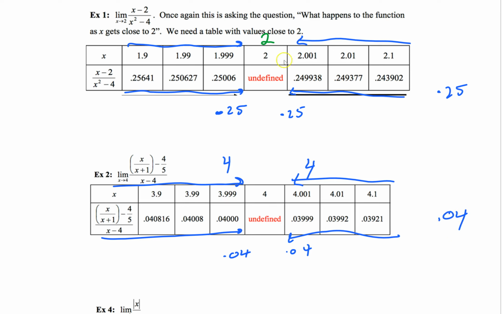Right, so it's kind of the same idea. Look at it from the left side, look at it from the right side. If they match, that's your limit. Again, limit doesn't care what's happening at the actual value. Just as you get close to it, what's going on.